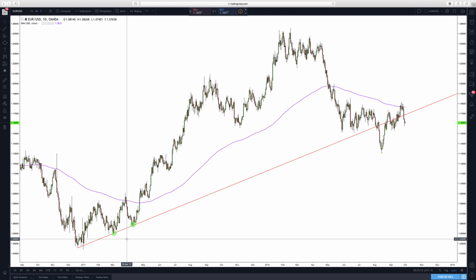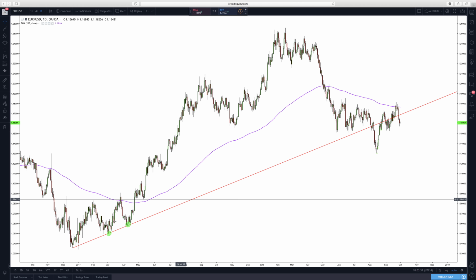So the reason we draw it with the ray is because we want it to go into the future. Because when we would have drawn this here in real time, we wouldn't have known when or if it ever actually gets touched, but eventually it always does. And this was starting back in 2017, like March, April, and coming down to 2018.